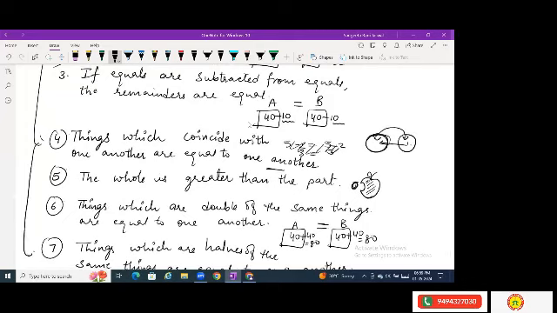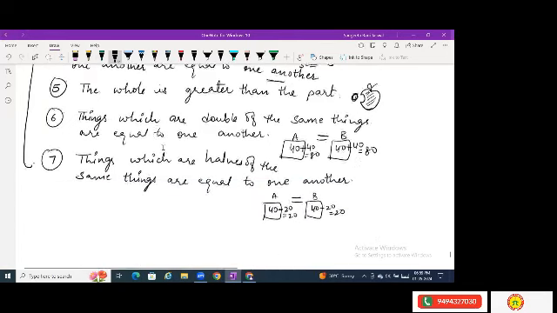Wherever you get them in your questions, it's always asked which axiom applies here, which postulate applies here, and using that axiom, prove this, using that postulate, prove this. Such type of questions you will get in this chapter. Don't worry, they are not difficult. They will be very simple questions.